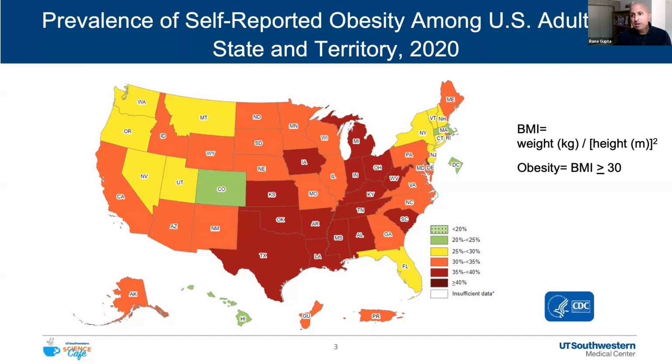And one thing to know, and it's not depicted here on this graph, is that there's a tremendous racial disparity in these numbers and in the incidence of obesity. If you consider just adults that are non-Hispanic Black Americans, this whole map is pretty much red, dark red.